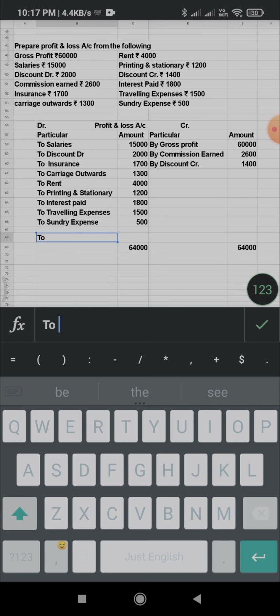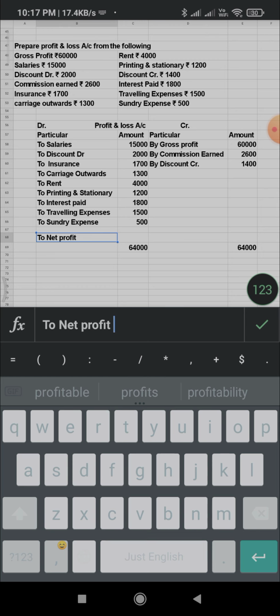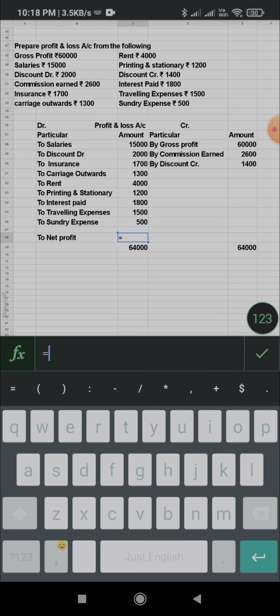Now I'll write on the debit side: net profit. Net profit is nothing but the difference between the credit side and debit side totals. The credit side total is 64,000, minus all your debit side expenses, so we are going to get the difference. Now I'll use some calculation with this computer, my Excel sheet. I'll just see how it calculates by itself.